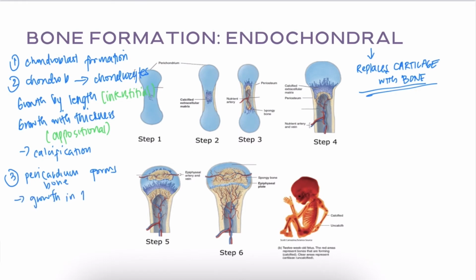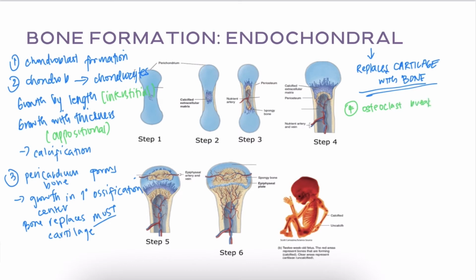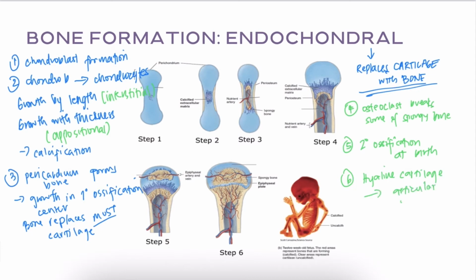With the third step, the perichondrium starts to form the bone. And now there is growth of the primary ossification center, where bone tissue replaces most of the cartilage. In our fourth step, the osteoclast breaks some of the spongy bone, leaving a cavity. And then after that, a secondary ossification center develops at the time of birth. And finally, at the sixth step, the hyaline cartilage that covers the epiphysis becomes articular cartilage. Endochondral ossification also occurs in epiphyseal plates of long bones as they grow in length.